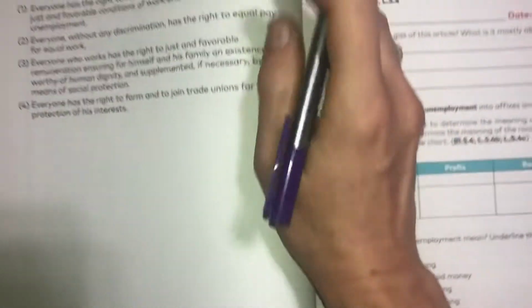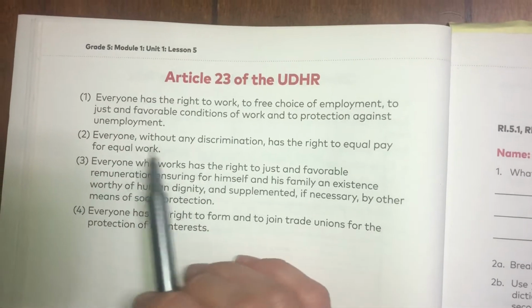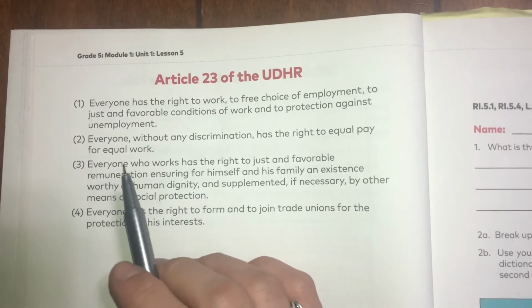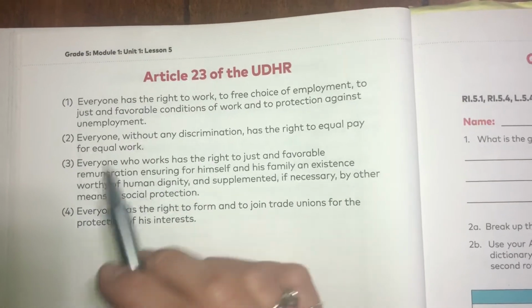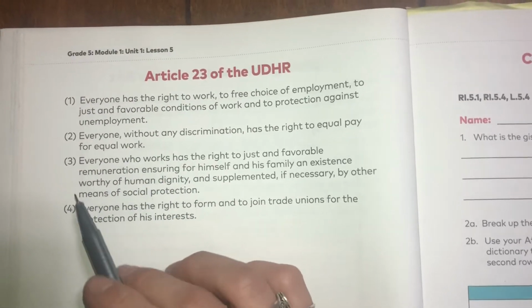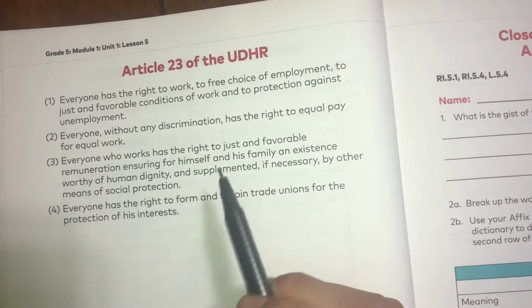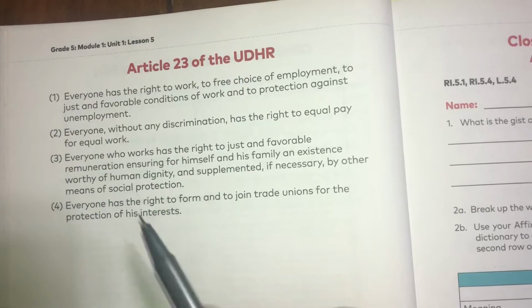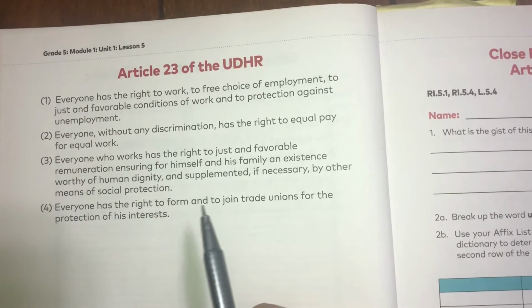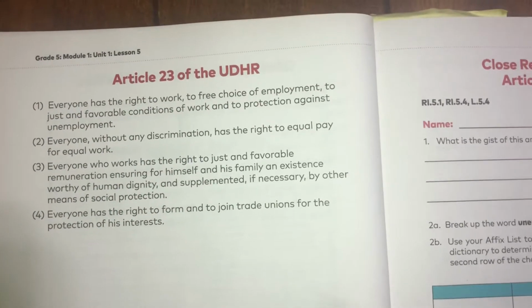If you look at this, it says Article 23 of the UDHR. It's telling me everyone has the right to work. Everyone, meaning without discrimination. And equal pay for equal work. Everyone who works has the right to just and favorable remuneration, which we learned that word yesterday, and that word means it's the pay that we receive from doing a job. So this pay helps his family and himself feel like they're worthy and it gives them dignity and purpose. Everyone has the right to form and join trade unions for the protection of their interests. Trade unions have to do with the government, and you can join them for workers' rights.